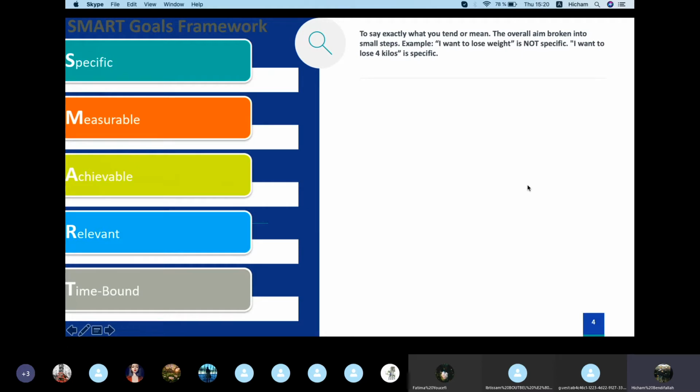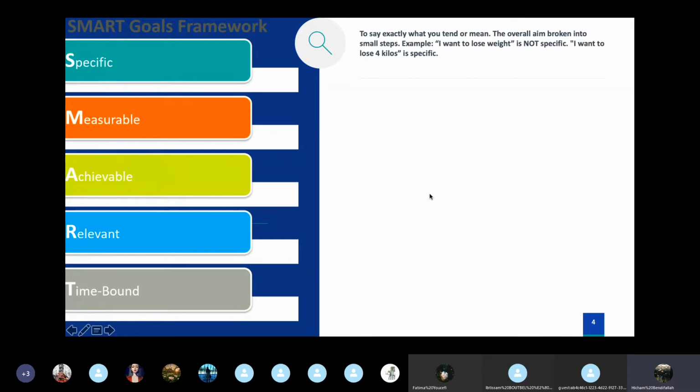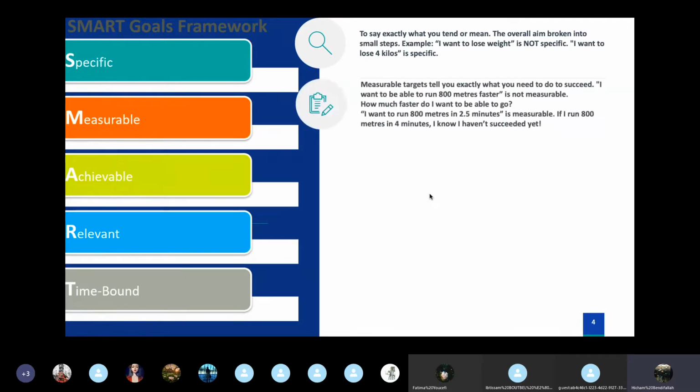Well, coming now to the framework directly: what does the SMART acronym normally mean? The S stands for specific, the M stands for measurable, the A stands for achievable, the R stands for relevant, and the T stands for time-bound. So we are going to give examples, one by one, of each of the framework types.